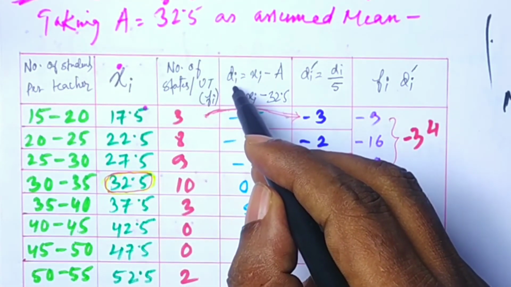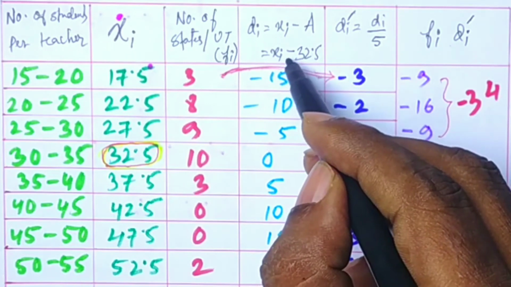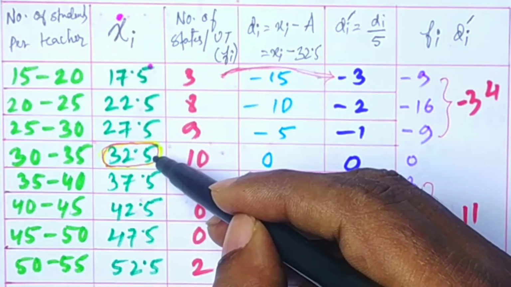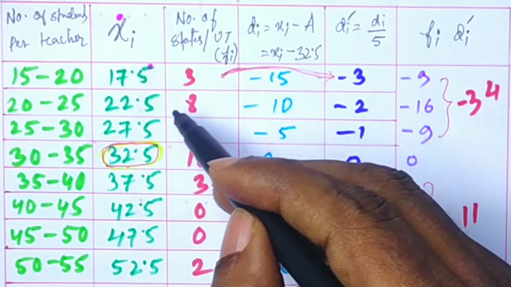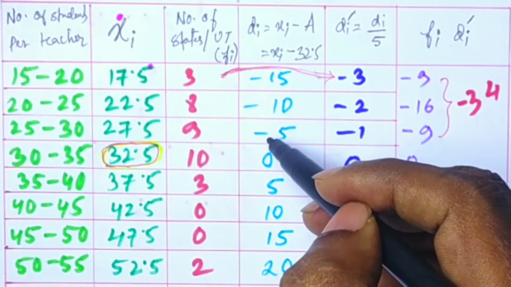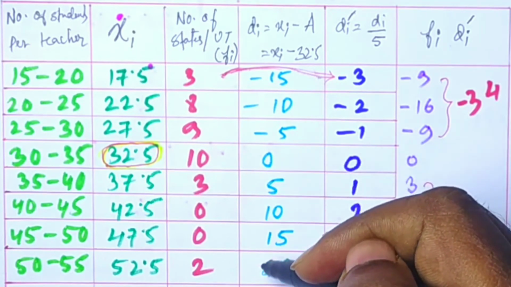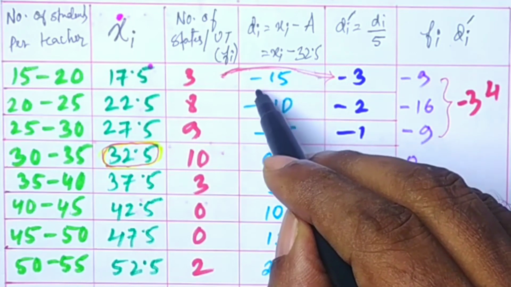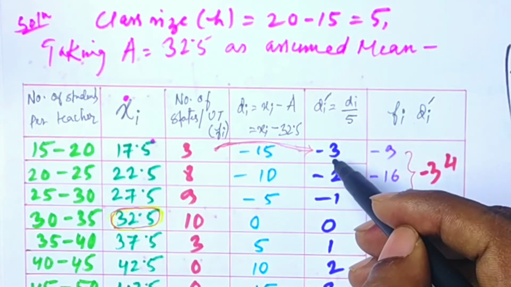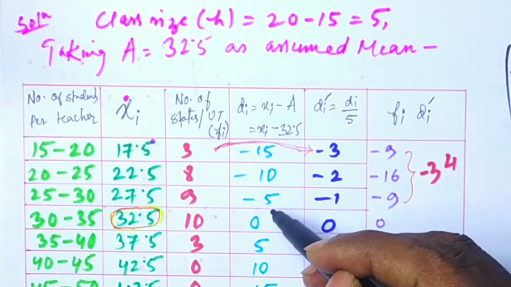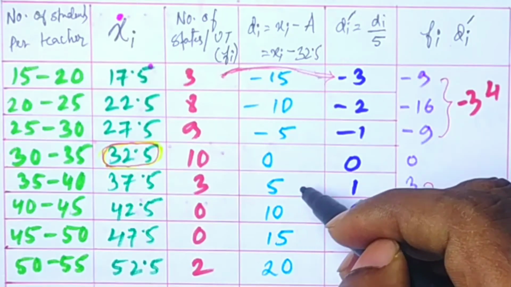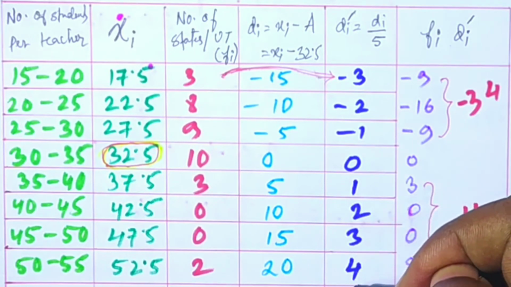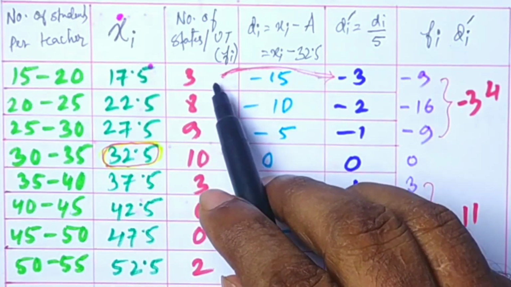So we calculate di equal to xi minus a, which is xi minus 32.5. So 17.5 minus 32.5 is minus 15. This minus this is minus 10, minus 5, and likewise we got the others. And we get di dash, which is di by 5, which is minus 15 by 5, is minus 3. This is minus 2 and here minus 1. 5 divided by 5 is 1. 10 divided by 5 is 2.